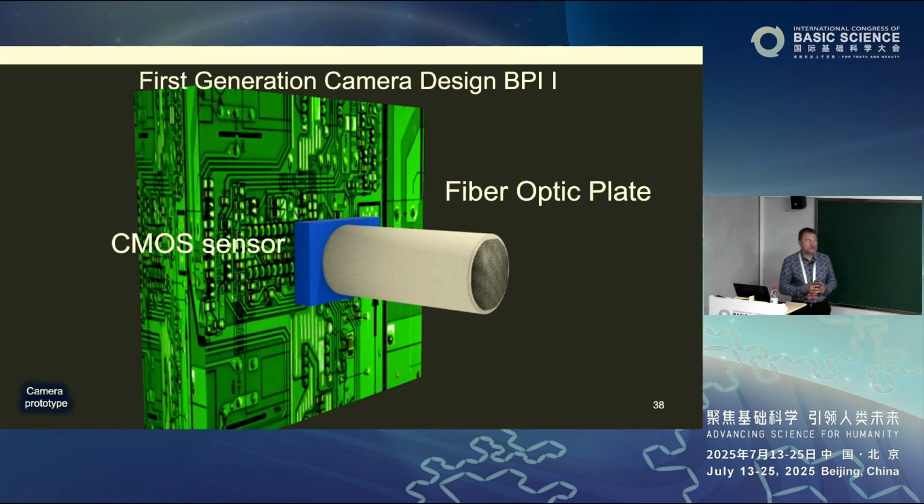Okay, so then we started to build the device based on this principle. So we took the chip of a CMOS sensor, we removed the infrared filter, because that's what creates unnecessary gating. And we actually glued the fiber optic plate with a lower NA right on the chip.